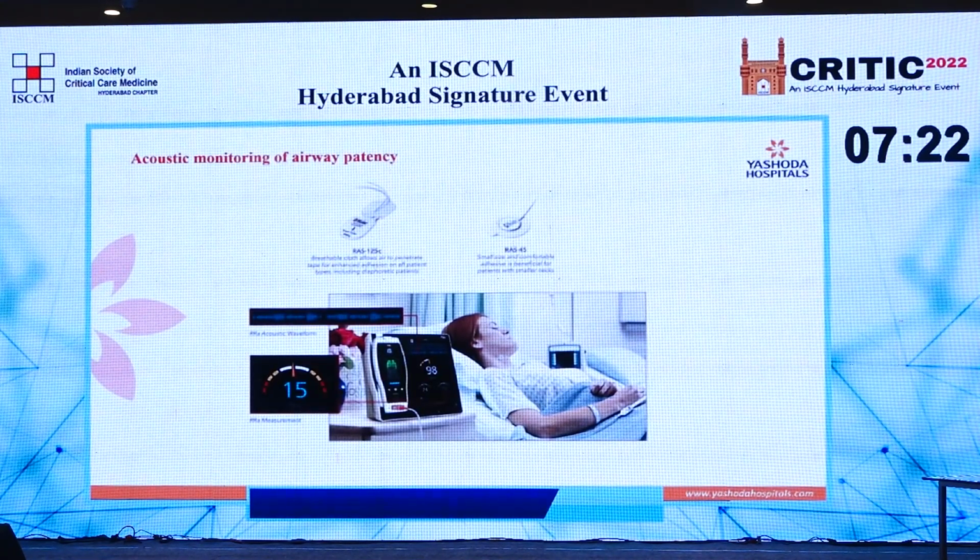One of the earliest parts during my review, when I was looking for what can be the future, is acoustic monitoring of airway patency. What is this? See, the standard guidelines nowadays: we do suctioning when we see a patient's endotracheal tube or tubing is visibly soiled, or there is some indication in some form on the ventilator. Otherwise, there is no standard. What we used to follow in our studentship, like every second hourly, every fourth hourly, every sixth hourly, has been dropped.